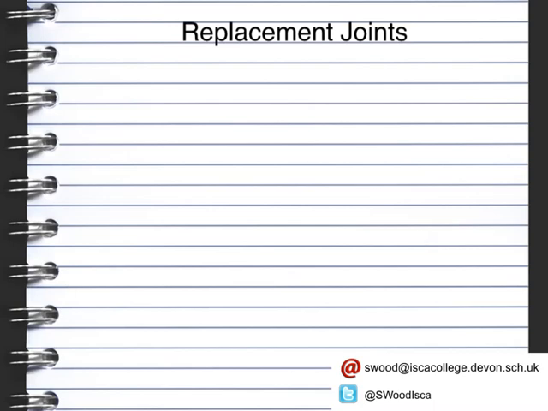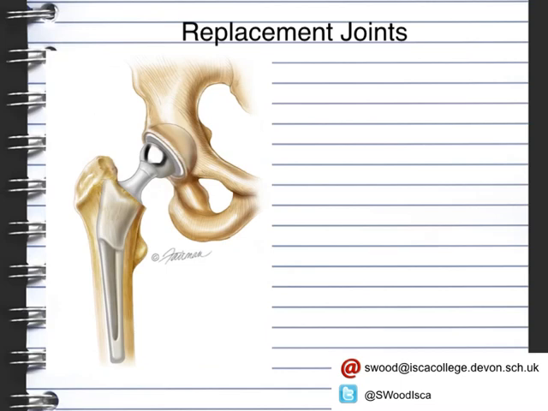Now here we've got a replacement hip, and you can see the ball and socket. There's the socket and there's the ball, and then you've got this pin going into the bone that allows the joint to work again. Now advantages to this is you can have these tailor-made to suit your particular body.